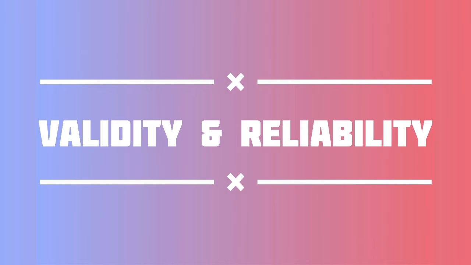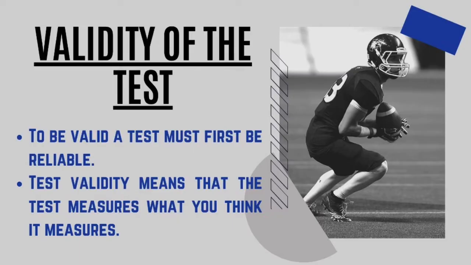There are components that are very important when conducting a lab test, which are test validity and test reliability. We have done a variable practice and schema development lab. So first we must know the validity of the test. To be valid, a test must first be reliable. Test validity means that the test measures what you think it measures. We got this lab from our lecturer, Dr. Ani. So we know the test is valid because it has been used internationally.